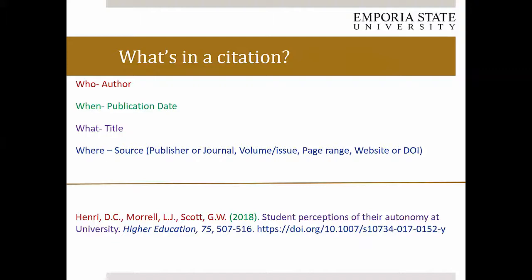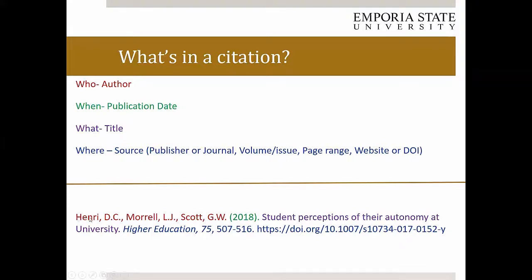For a book, it might include the publisher. For a journal, you'll have the journal name, maybe a volume and issue number, and a page range. And then if you have a website or a DOI associated with your source, you need to include that here as well. Now I've outlined an example citation highlighting each of these individual sections.